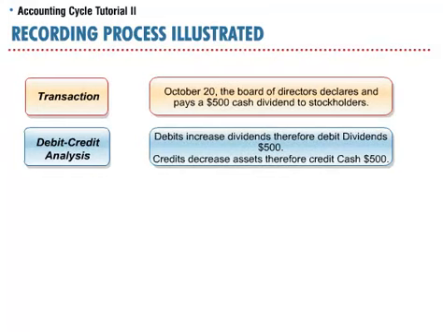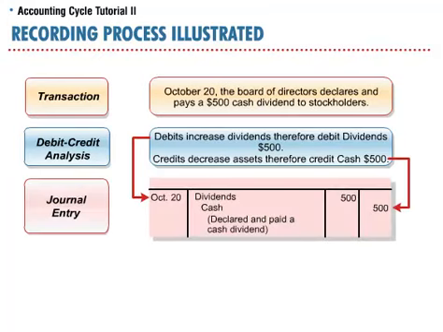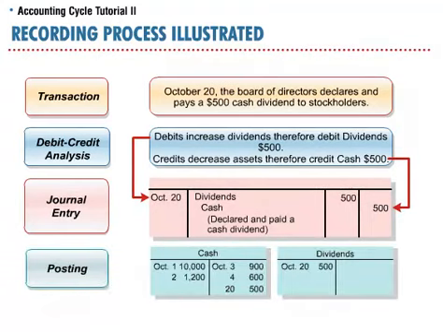Debits increase dividends. Therefore, debit dividends $500. Credits decrease assets. Therefore, credit cash $500. The journal entry to record this transaction would be as shown, and the posting of this entry would appear in the ledger using T accounts.